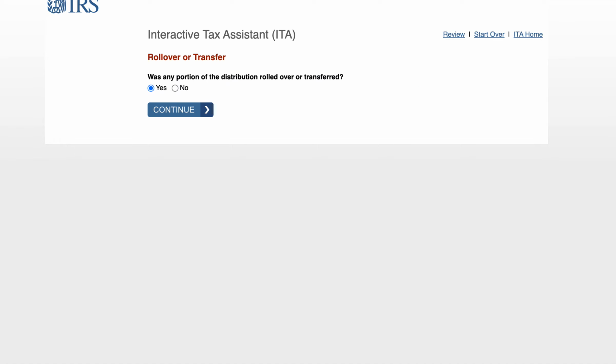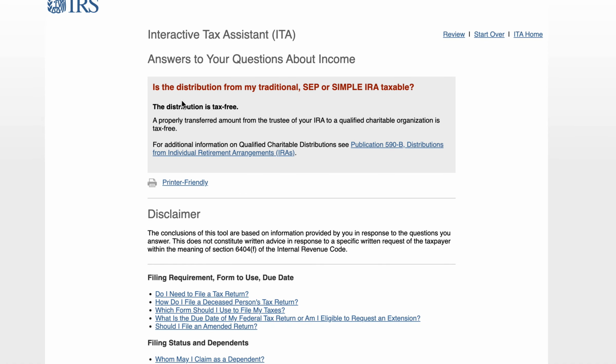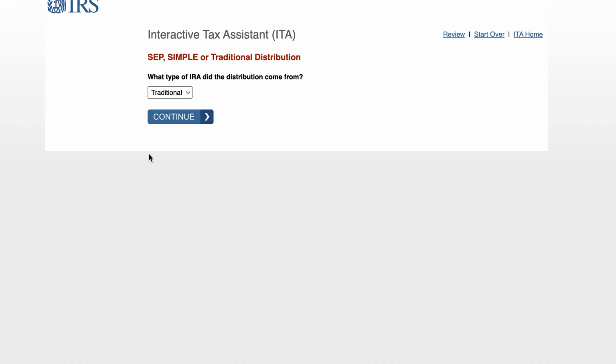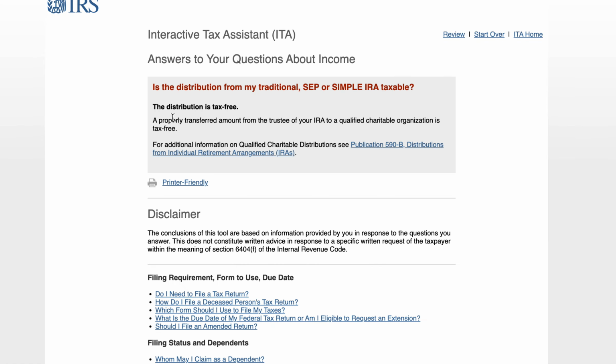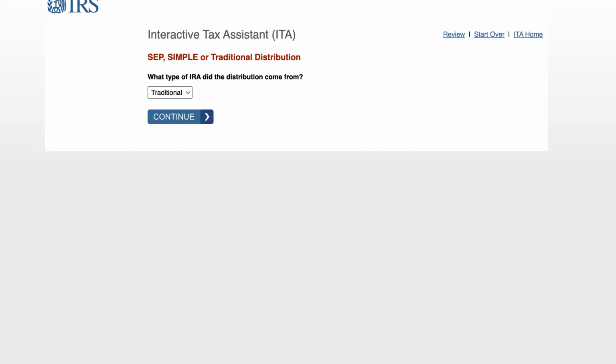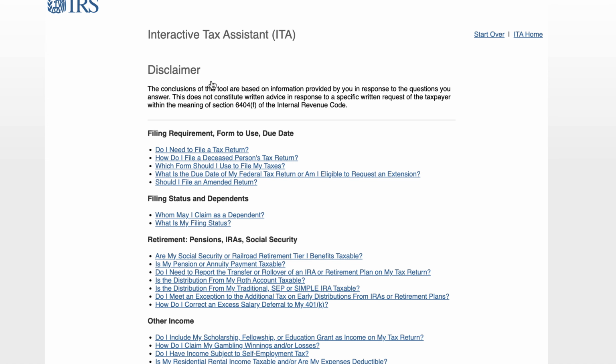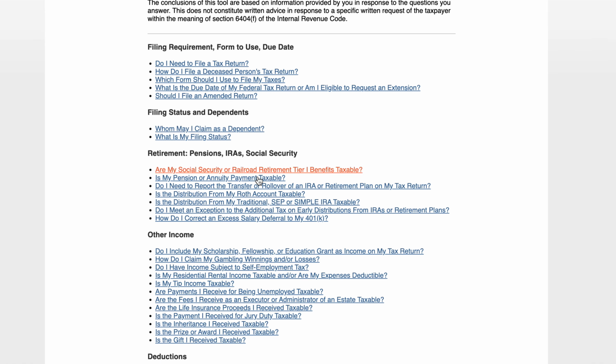Let's do one more scenario where, oops. So we're going to continue with this. Oh shoot, I might have to refresh this window. So let's start over with this tool. Sorry, let me find this tool again.